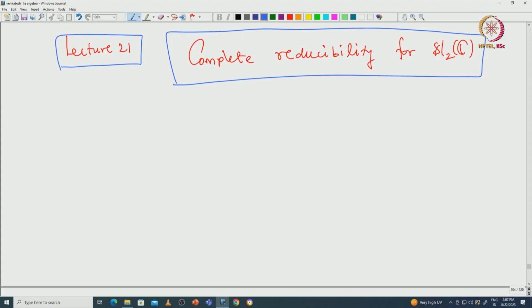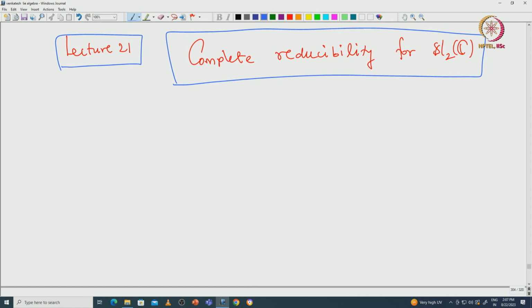Welcome back everyone. In this lecture we will prove complete reducibility for finite dimensional representations of SL2. So, let me recall what we have done so far and then we will actually get into proving this complete reducibility. So, I will begin with recalling some of the ideas that we have seen in earlier lectures.